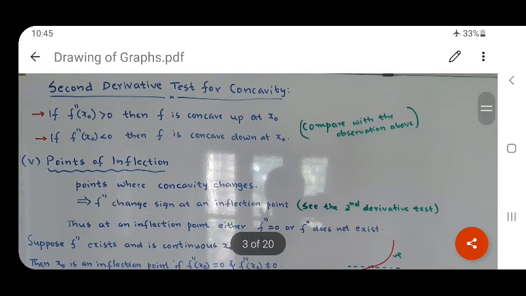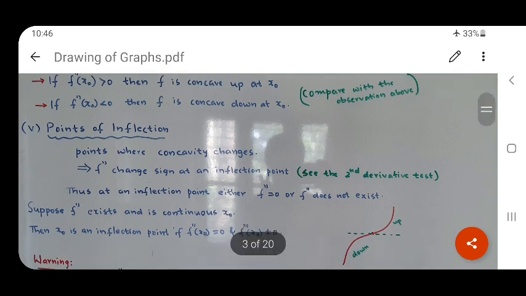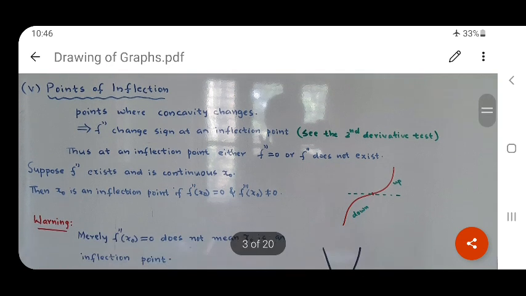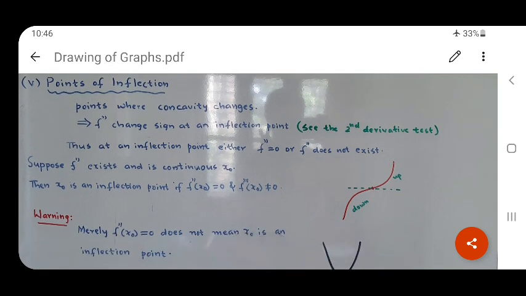Next is the points of inflection. These are the points where the concavity changes. That is, if the concavity changes from up to down or from down to up at a particular point, then it's a point of inflection. So naturally, concavity depends on the sign of f double dash. So the points of inflection will be the points where f double dash changes sign. So at an inflection point, either f double dash equals 0 or f double dash does not exist.